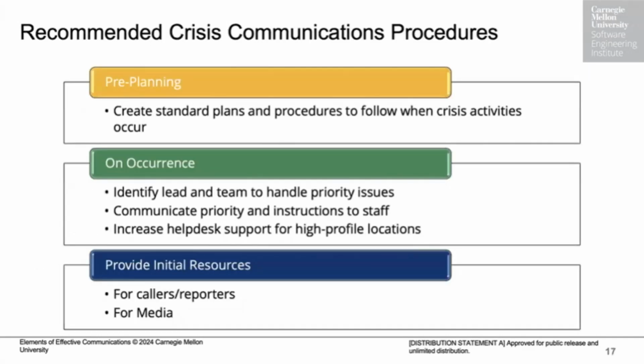So some of the crisis communication procedures to look at: pre-planning. So when you're making your plans, have some standard plans, procedures to follow when your crisis activities occur. And the tricky part there is sticking to them, at least until you can't anymore, right? When you have a crisis, so now you're in the midst of it, identify one person to be the lead for the priority stuff. Communicate any priority instructions. So stop what you're doing on that other thing that you're working on. Here's your priority right now.